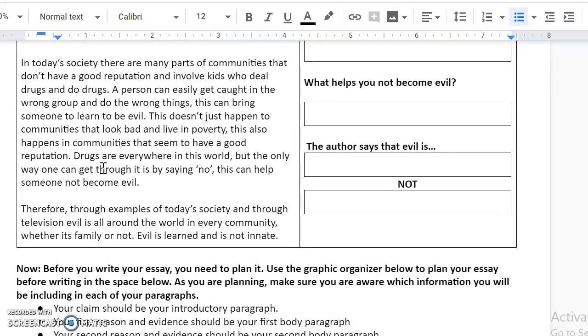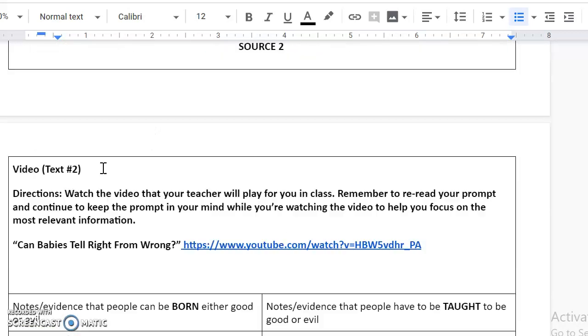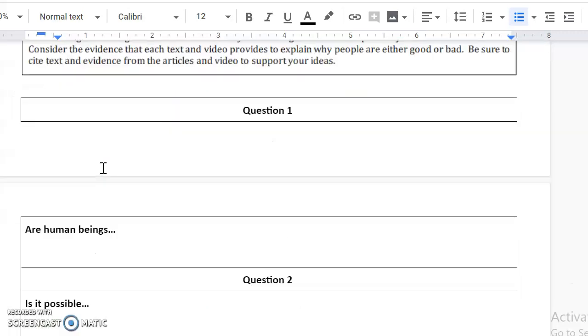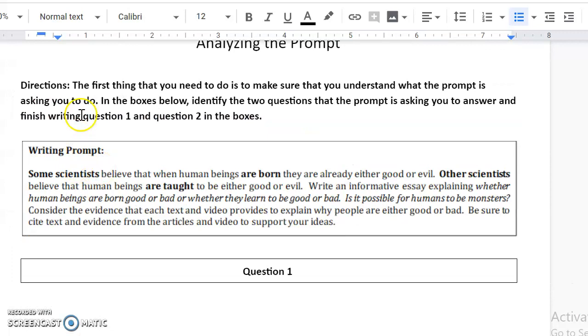So once you've read all that, you're going to go back to this prompt. Here's the prompt, and here's what it asks you to do. It says, some scientists believe that when human beings are born, they're already good or evil. Other scientists believe that human beings are taught to either be good or evil. Write an informative essay explaining whether human beings are born good or bad, or whether they have to learn to be good or bad. Is it possible for humans to be monsters? Consider the evidence that each text and video provides to explain why people are either good or bad. Be sure to cite text evidence from the articles and video to support your ideas.